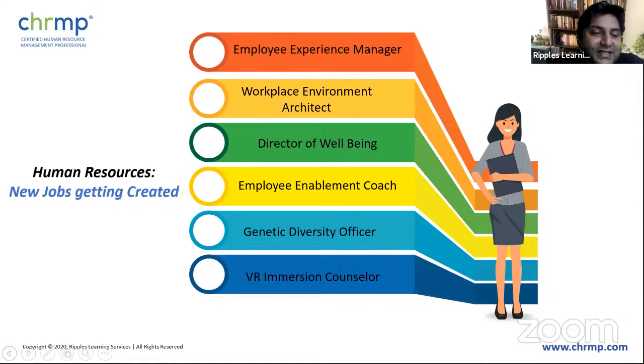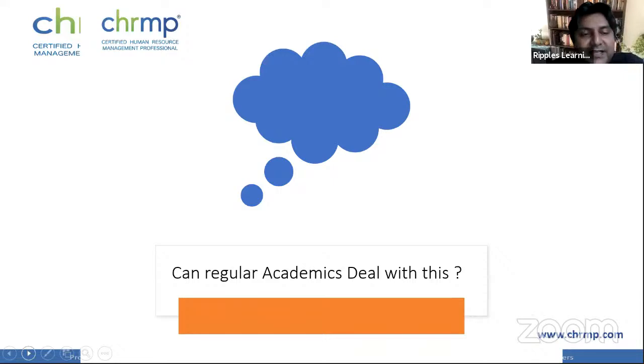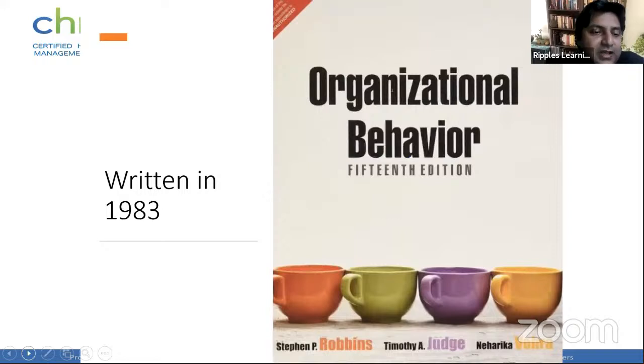Of upskilling ourselves, right? And for this, I think regular academics cannot help. Investing in college graduation courses cannot help, right? Doing an MBA will not help, because look at what we are learning in there. This famous book, if you have heard of Maslow's hierarchy, the five-step hierarchy, self-actualization need, etc. Stephen P. Robbins wrote it in 1983, right? And the crux of the book has not changed.